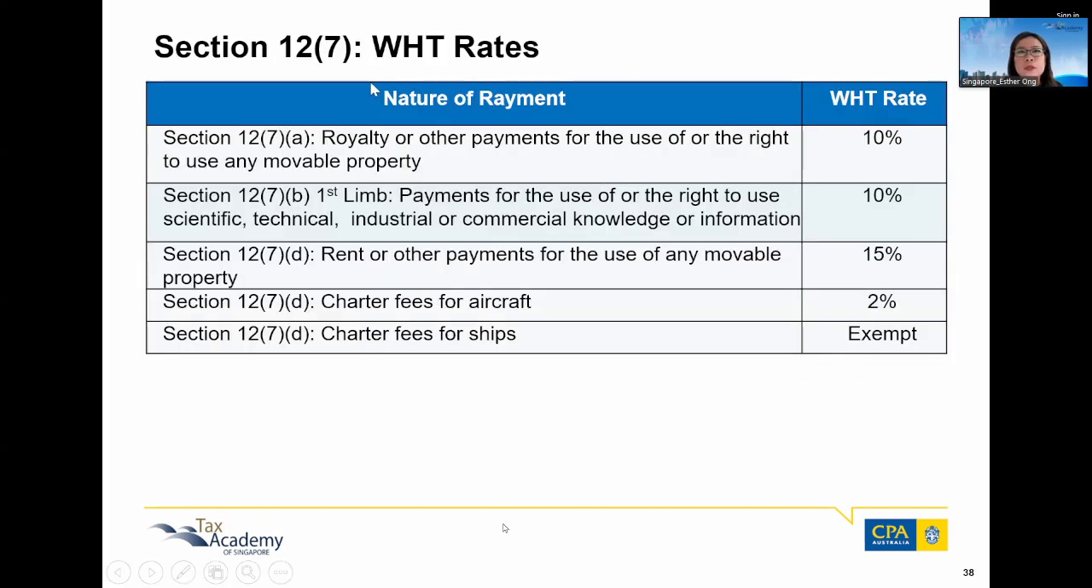Okay, now I'll move on to the domestic withholding tax rate applicable for Section 12.7. If it is a payment caught under 12.7A and 12.7B, the first part on know-how, a final withholding tax rate of 10% will be applicable. If it is a payment under 12.7D, rent or other payments for the use of movable property, then a final withholding tax rate of 15% will be applicable. If it's 12.7D relating to charter fees for aircraft, it will be subject to a final withholding tax rate of 2%. And if it is a charter fee for ships, currently such a payment is exempted under our domestic tax law.